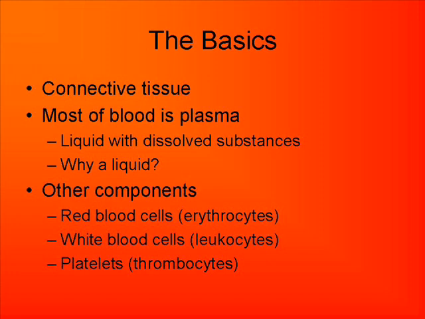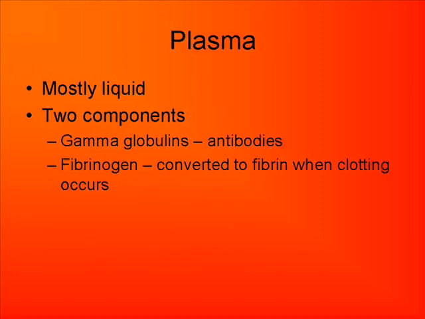Now there are other components of blood. When you think of your blood cells, you've got red blood cells, which are also known as erythrocytes, white blood cells, which are called leukocytes, and platelets, which are known as thrombocytes. Now, as we mentioned before, plasma is mostly a liquid, right? Obviously, the main liquid in plasma is water. The majority of your body is made of water anyway.